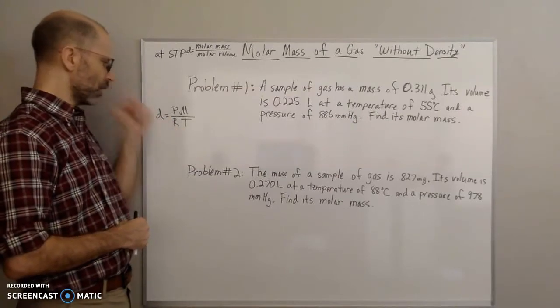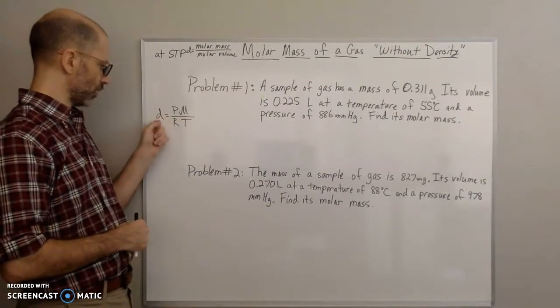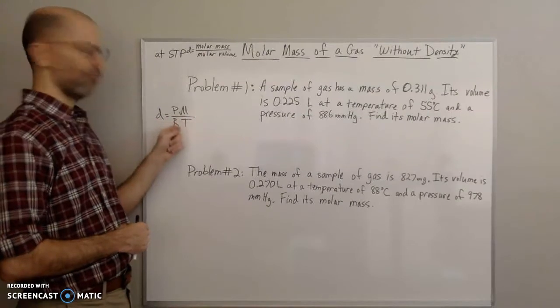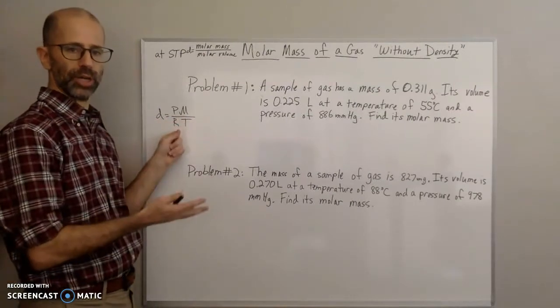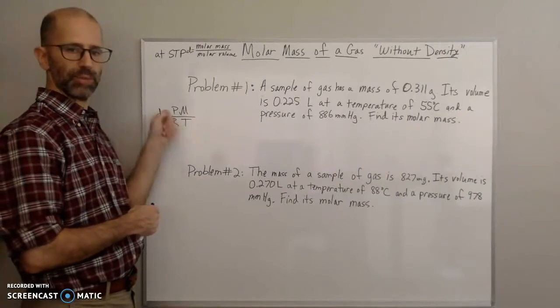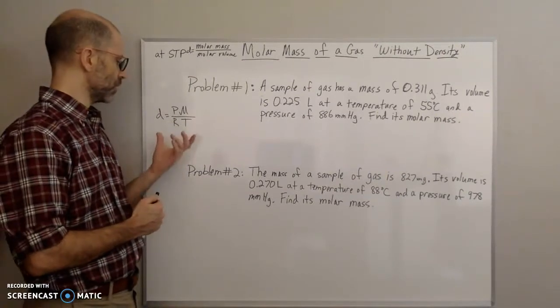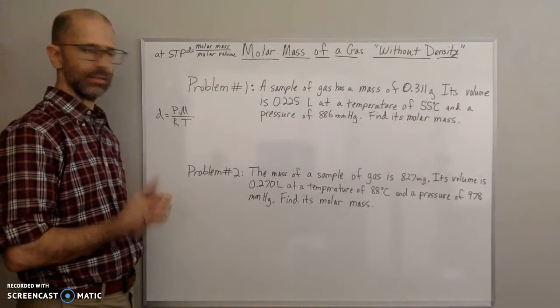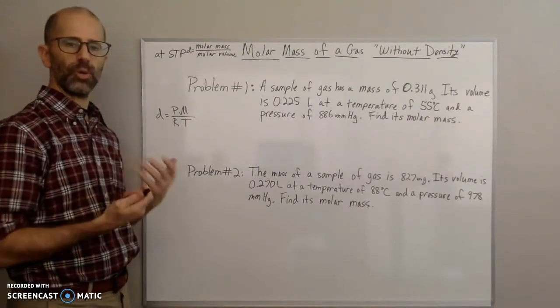Now you could rearrange this. If you know the density, you could rearrange it to solve for the molar mass and then just plug in the values, making sure that temperature is in Kelvin and pressure is in atmospheres. And then you can find the molar mass. But there's another way you could do it as well.